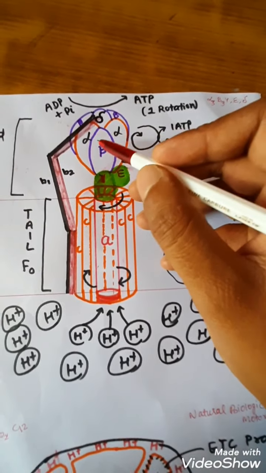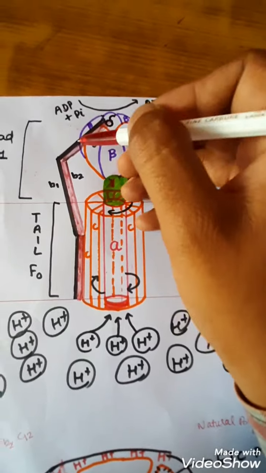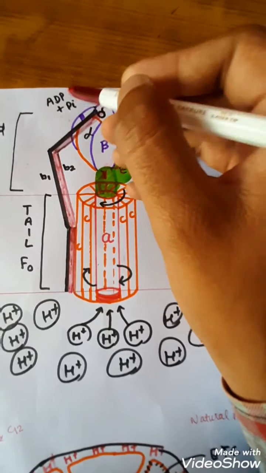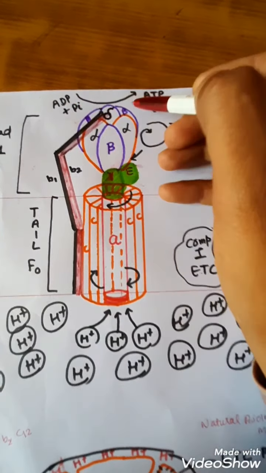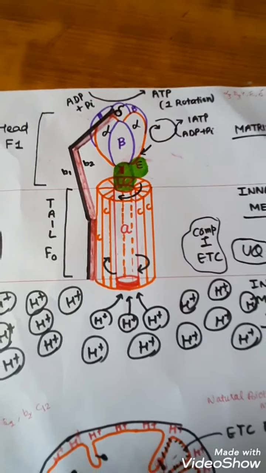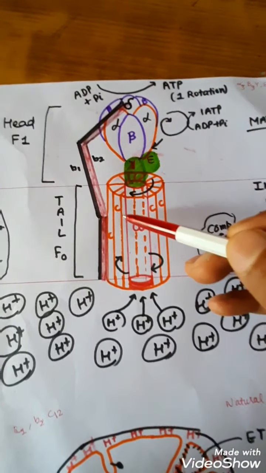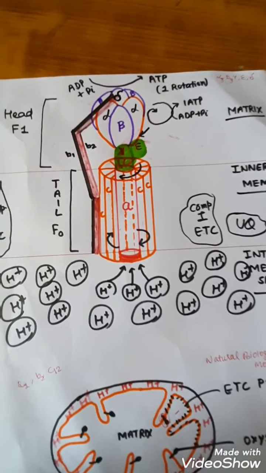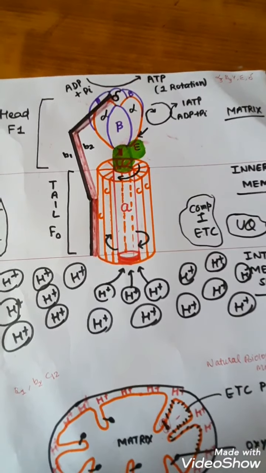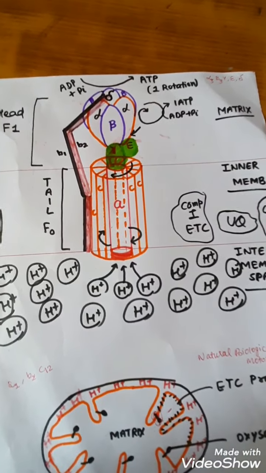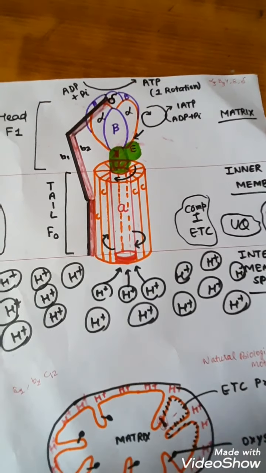A total of 6 of these components form the main rotor, which upon rotation of this motor makes the ADP and Pi form ATP molecules. So this is all about the structure of head F1 and tail F0. Now we will discuss the mechanism of oxidative phosphorylation, that is, how this motor will rotate to form the ATP.